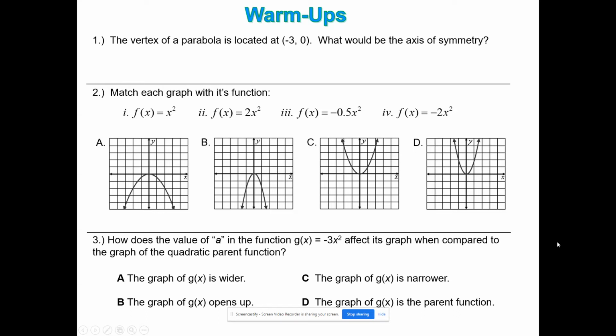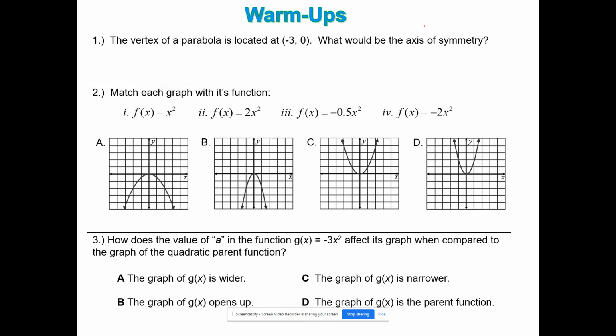All right, so we got a couple warm-ups today. These are to prepare us for the quiz that will be happening on Monday. The first one says the vertex of a parabola is located at (-3, 0). What would be the axis of symmetry?